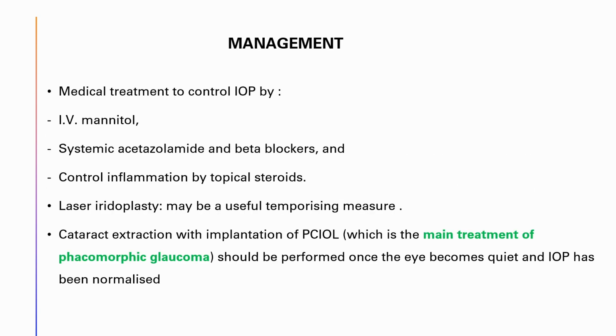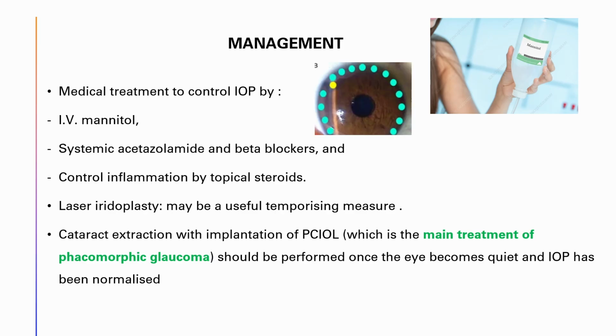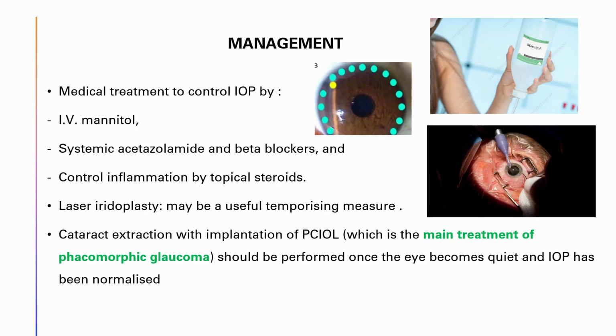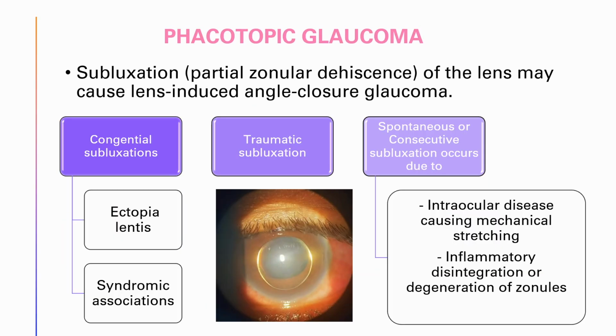Coming to management, it is by medical treatment to control the IOP by IV mannitol, systemic acetazolamide, and beta blockers. To control the inflammation, we give topical steroids. Laser iridoplasty may be useful as a temporizing measure, and cataract extraction with implantation of PCIOL is the mainstay of treatment in this case.